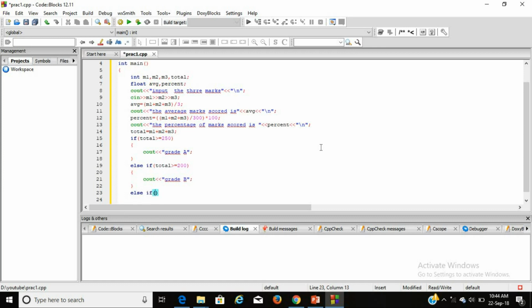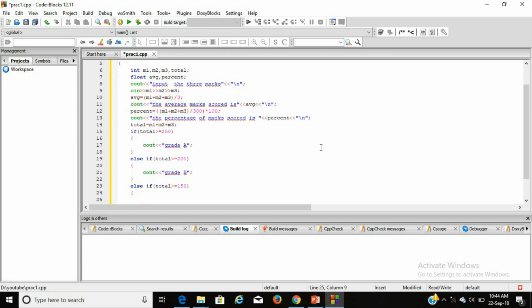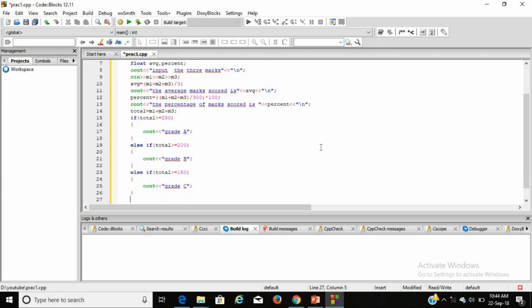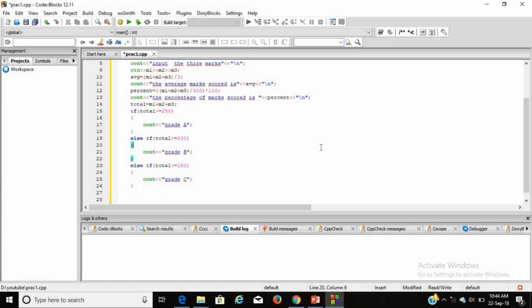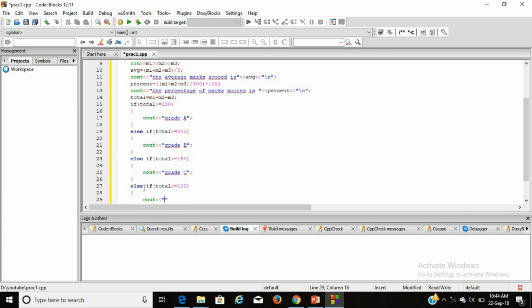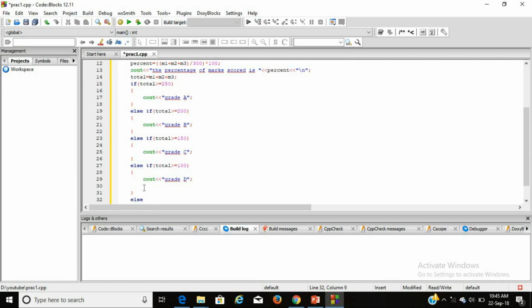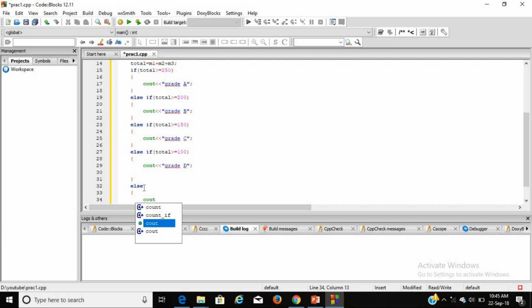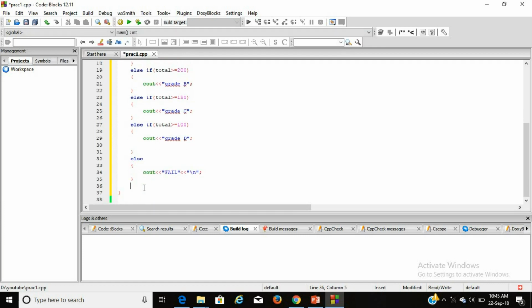Else if, so we're just going on with the ladder, else if total greater than or equal to 150, cout grade C. We have one more condition, right? Else if total is greater than or equal to 100, cout grade D. Else it means it's going to be less than 100, so that's just going to be cout fail, slash n. That's pretty much the program.